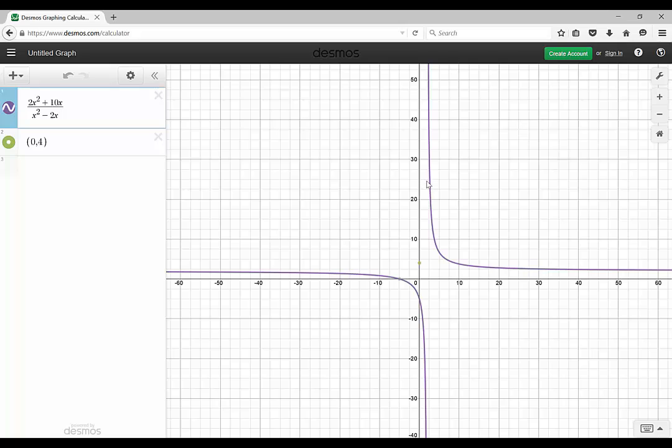In addition, we have a vertical asymptote. It seems like as we get closer to the x value of 2 from the right, we're reaching infinity. And as we get closer to the x value of 2 from the left, we're reaching negative infinity. That's why we have a vertical asymptote at x equals 2.